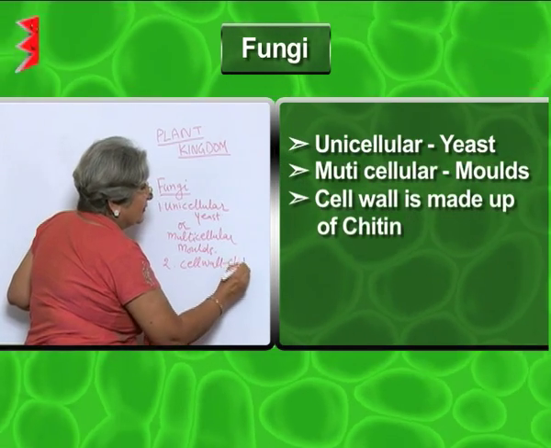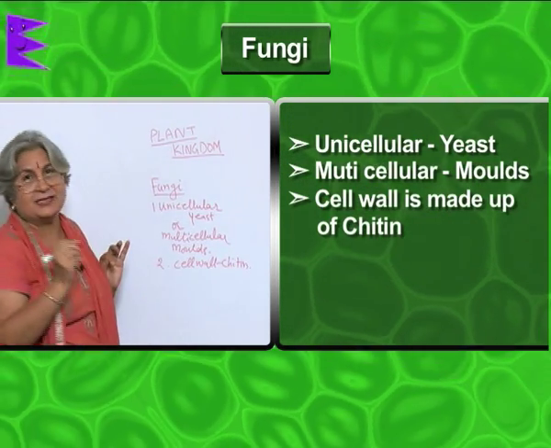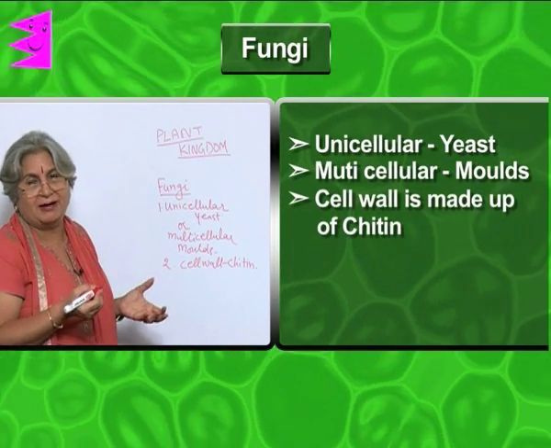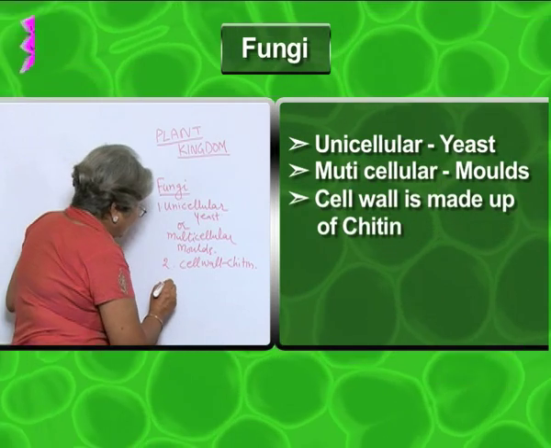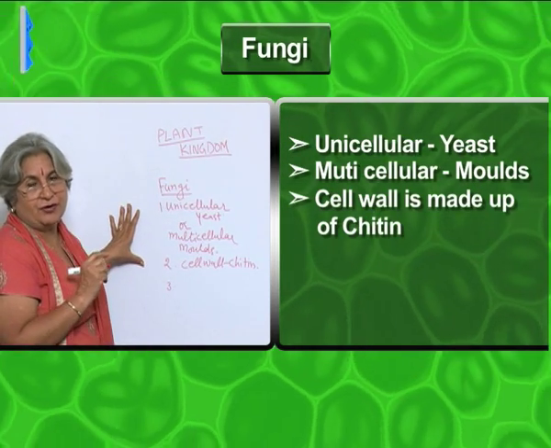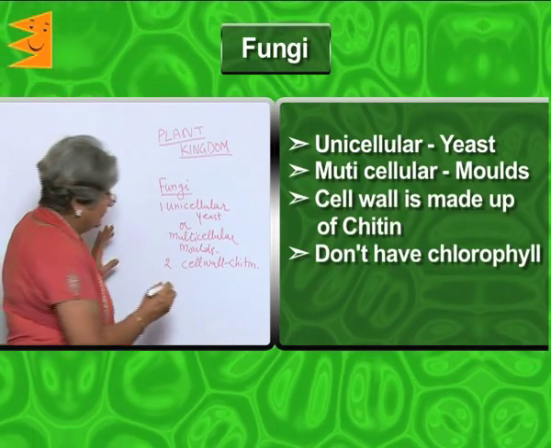What is chitin? Chitin is a kind of sugar. Cellulose is also a kind of sugar, but they are different. The unique feature about fungi is they are not autotrophic. They do not have chlorophyll.